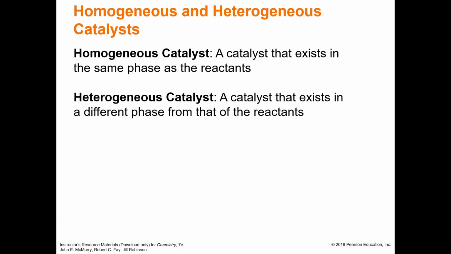So we can have catalysts that are in a different state than our reactants, and we can have catalysts that are in the same state. If a catalyst is in the same state as its reactants, we call that a homogeneous catalyst. So it's homogeneous, it's in the same state, whether those are solid, liquid, or gas, it's in the same state as the reactants. A heterogeneous catalyst is something that's in a different phase than the reactants are.